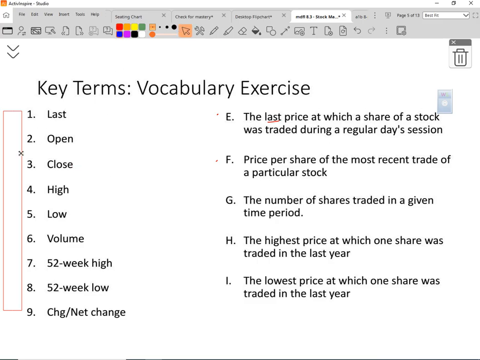And then the last is actually the price per share of the most recent trade of a particular stock. Most recent kind of does mean last, right? Last hour would be the hour before, right? The most recent hour would be the last hour. But last actually means the last price of the day is the close.